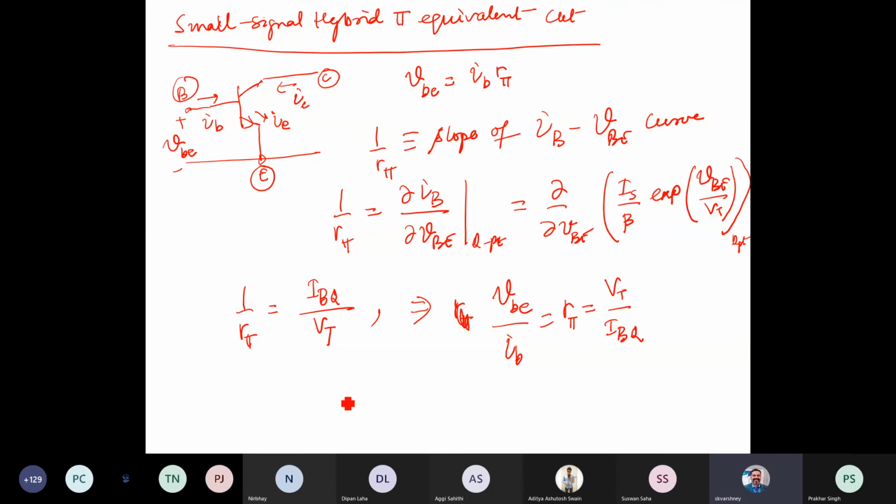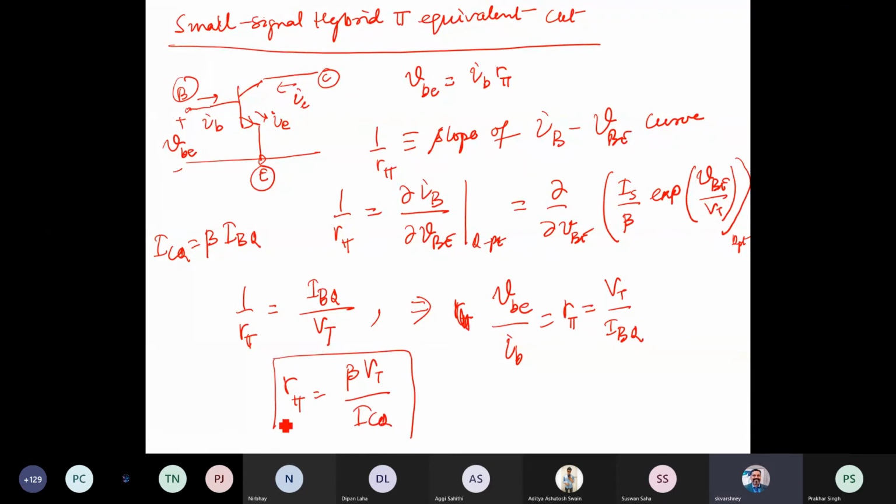ICQ and IBQ are related to each other with the help of beta. So ICQ is beta IBQ, if you recall the DC terms, considering the transistor is biased in forward active mode. Yeah, correct. So R pi we can write as beta VT over ICQ.